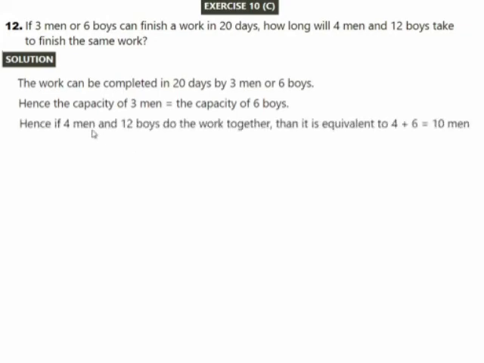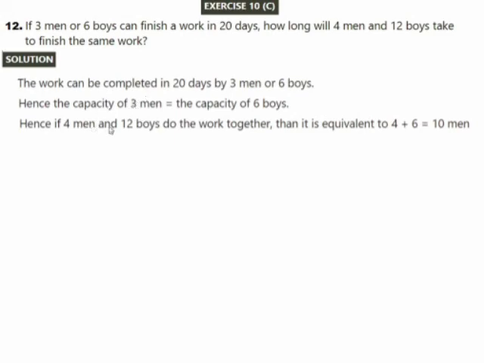So if 4 men and 12 boys work together, remember 6 boys is equal to 3 men, right? So 12 boys is equivalent to how many men? If 6 boys are equivalent to 3 men, then 12 boys will be equivalent to double. The double of 6 is 12, right? So if the number of boys is double, the number of men should also be doubled. So you get 3 into 2, that is 6.